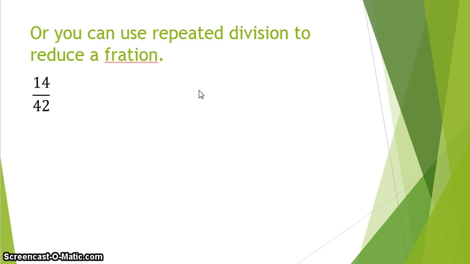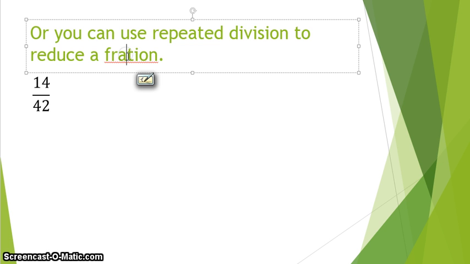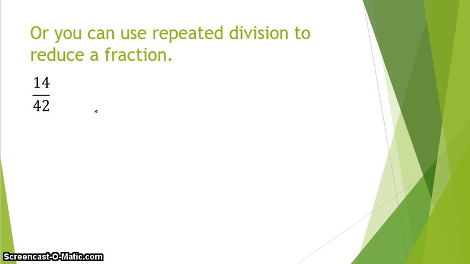All right, you can also use repeated division to reduce a fraction. So if you don't feel like dealing with a factor tree, what you can do is think, okay, so just any old number that I can divide 14 and 42 by. They're both even, I can divide both of them by 2.